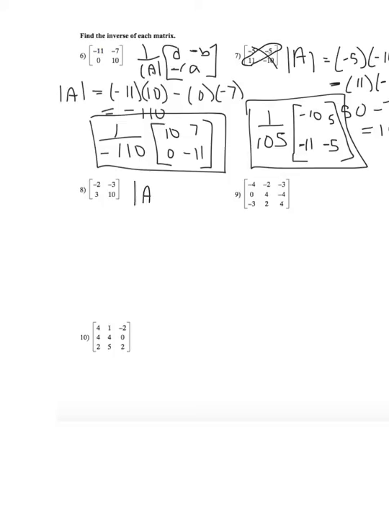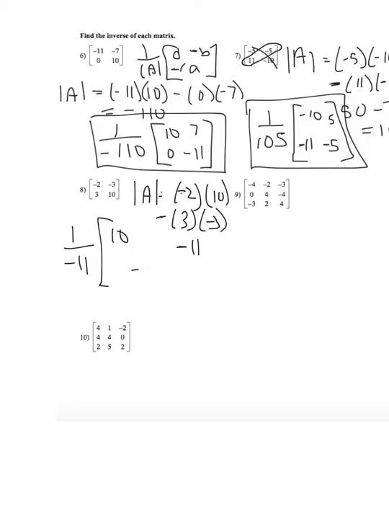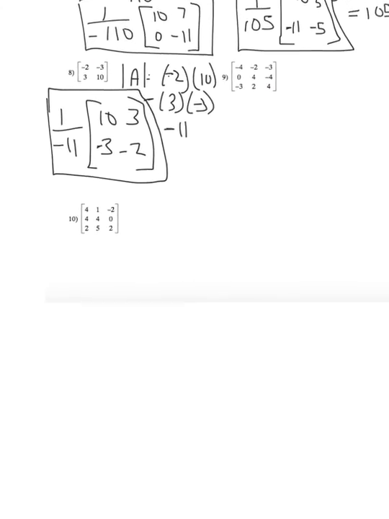The determinant of A is -2 times 10 minus 3 times -3. So I've got -20 plus 9, so -11. So we have 1 over -11 times the matrix. 10 and -2 switch places, and then that 3 changes signs, and that 3 changes signs. So 2 by 2s are very fast. Of course, it's the 3 by 3s that are not very fast.